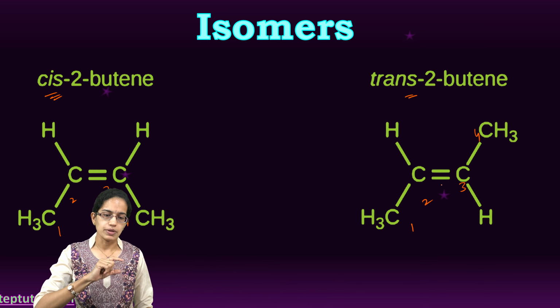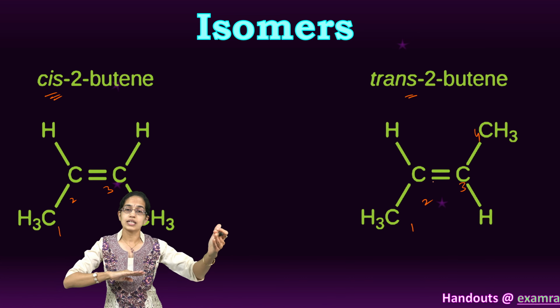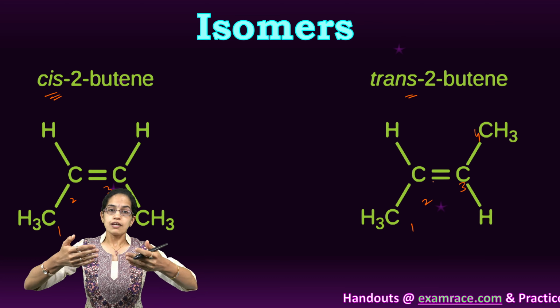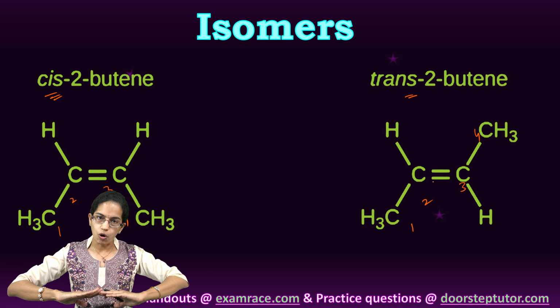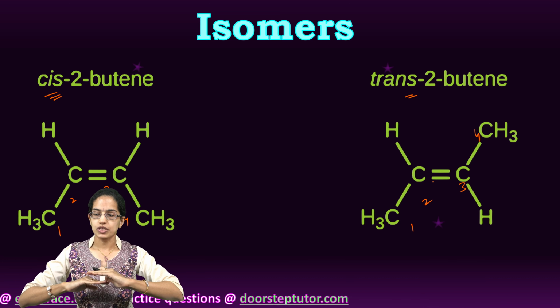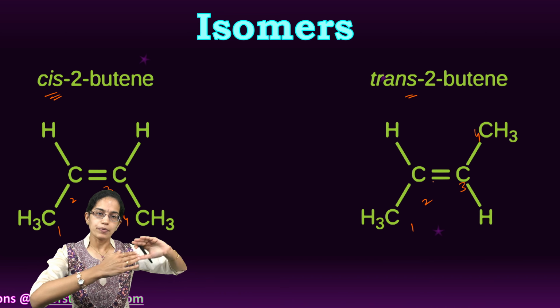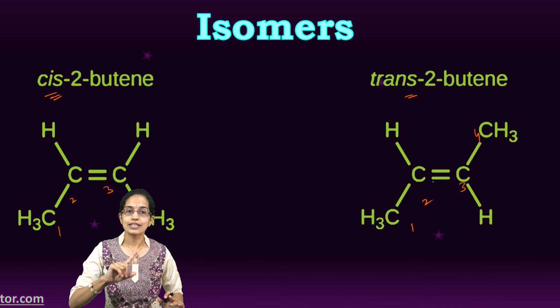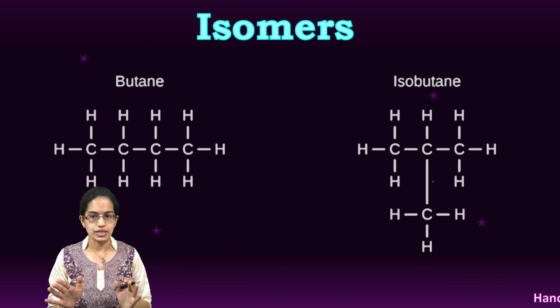So you have the double bond here, and on either side of the double bond, if there is an arrangement, it is trans. If all the carbon is present on the same side of the double bond, in the case of 2-butene as we have seen, it is a cis. So same side is cis, opposite side is trans. So that is one form of geometrical arrangement or the geometrical isomer.